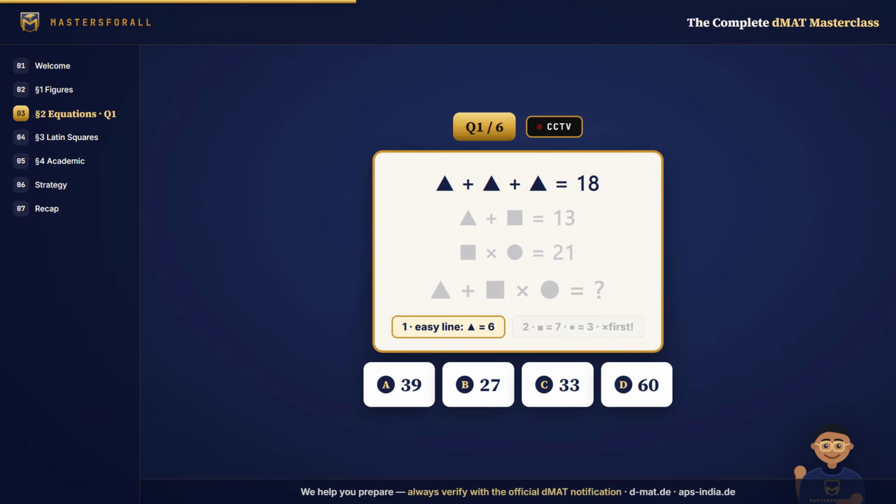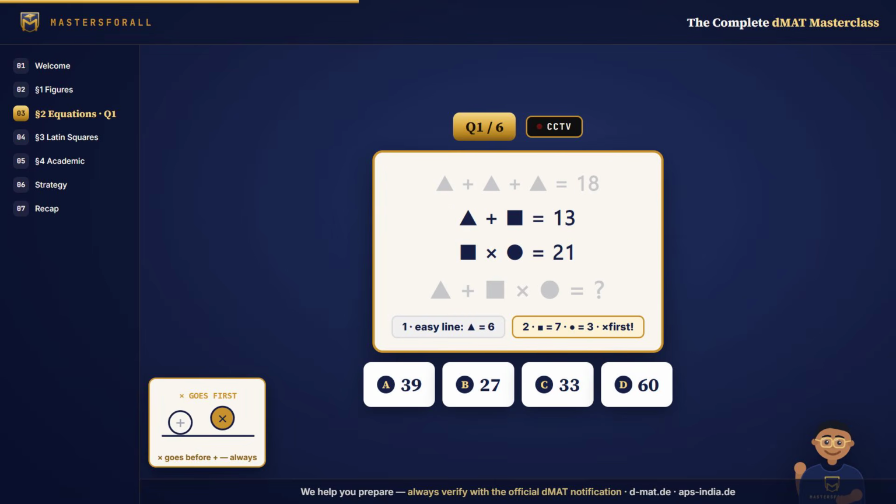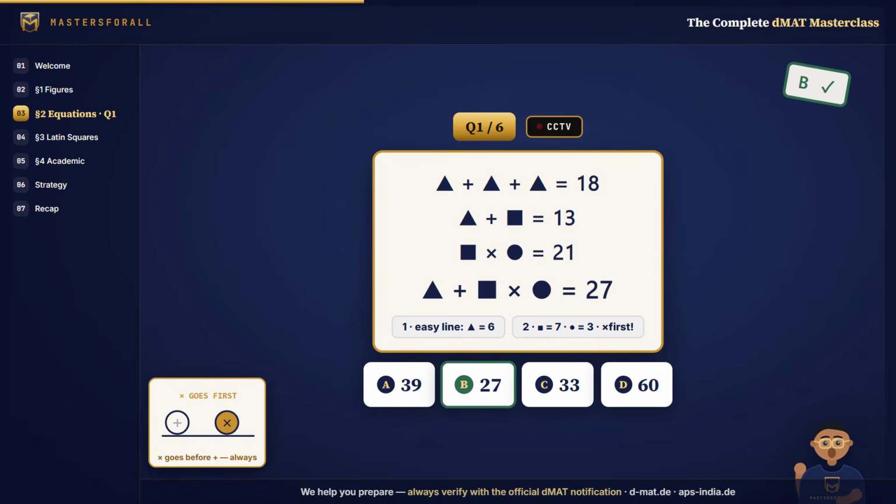Easy line first. 3 triangles make 18, so a triangle is 6. Cascade, the square is 7, the circle 3. Now the trap, multiply before you add. 7 times 3 is 21, plus 6. 27, the answer is B.